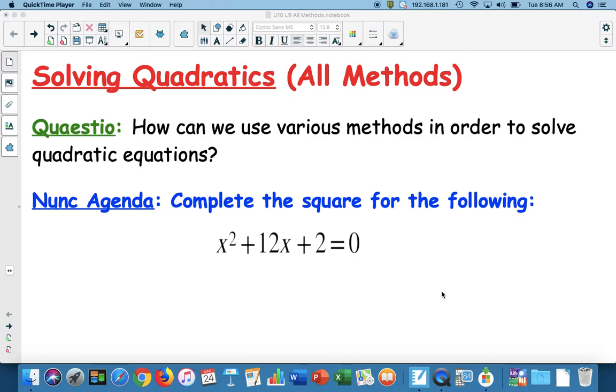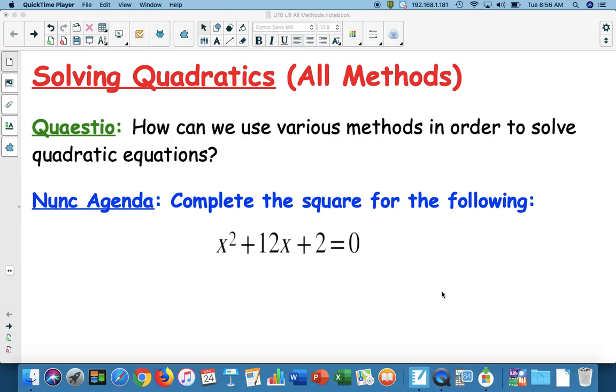Good morning, guys. Welcome to your next lesson in the solving quadratics unit. All right, today we're going to be doing all methods. So we're going to review all the methods that we've been learning: factoring, quadratic formula, complete the square, solving by square roots. Everything that you've been learning, we're going to do today.